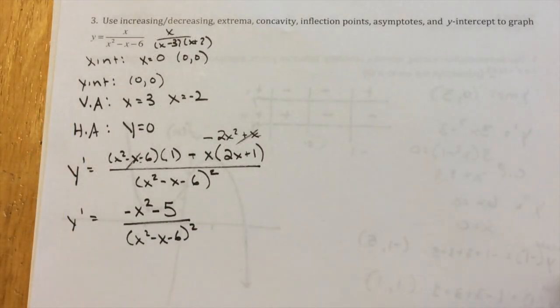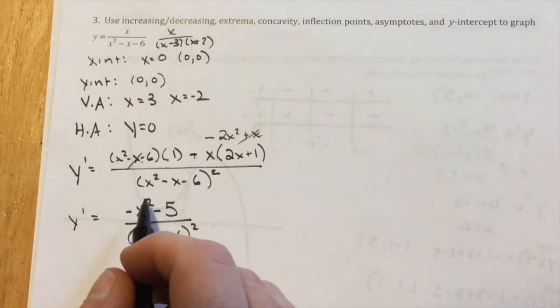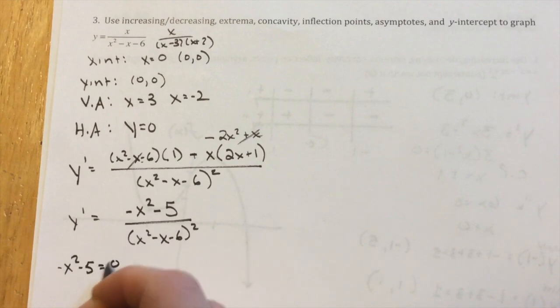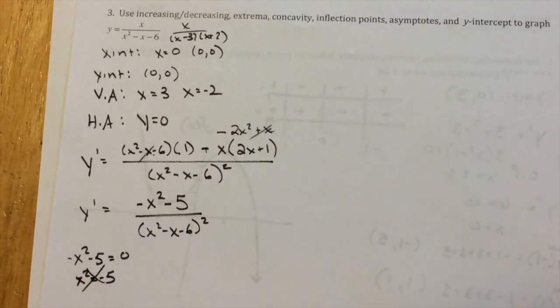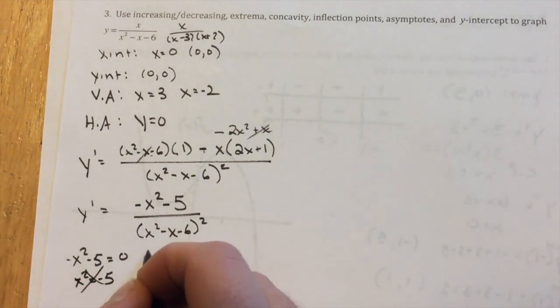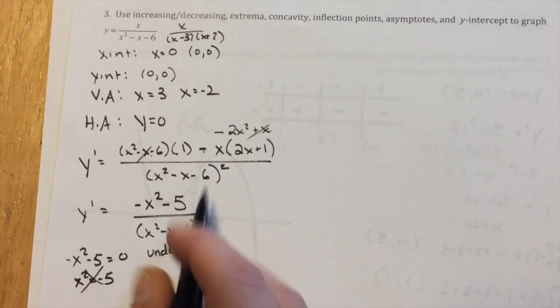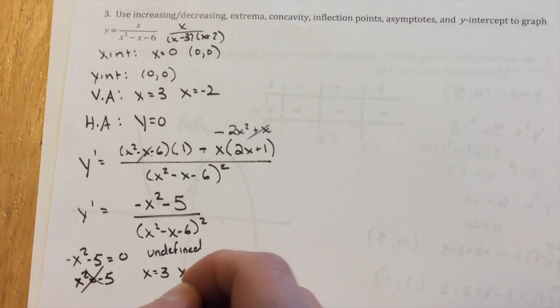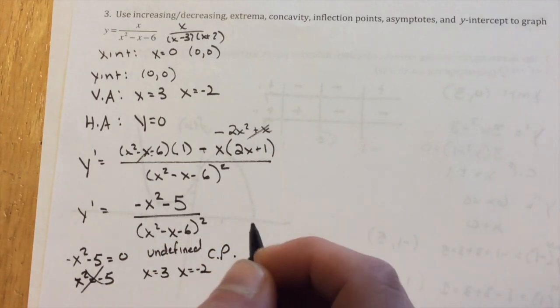So once we have the first derivative, we're going to see what makes this 0. So we're going to set the numerator equal to 0. I got -x squared minus 5 equals 0. That means x squared equals -5. That's not possible, so nothing makes our first derivative 0. What makes it undefined is the same thing that made the first one undefined. So I have x equals 3 and x equals -2. So these are my critical points.